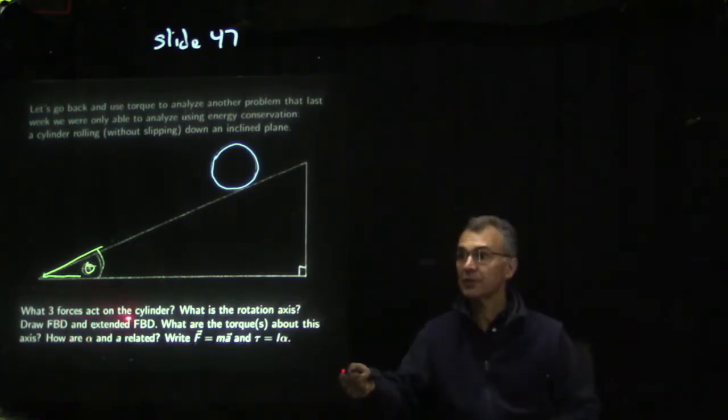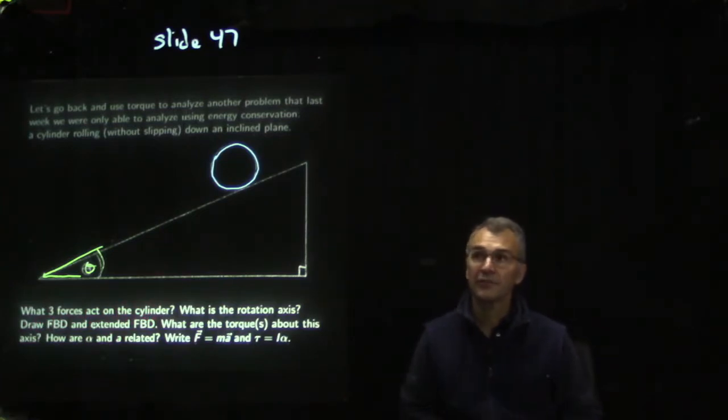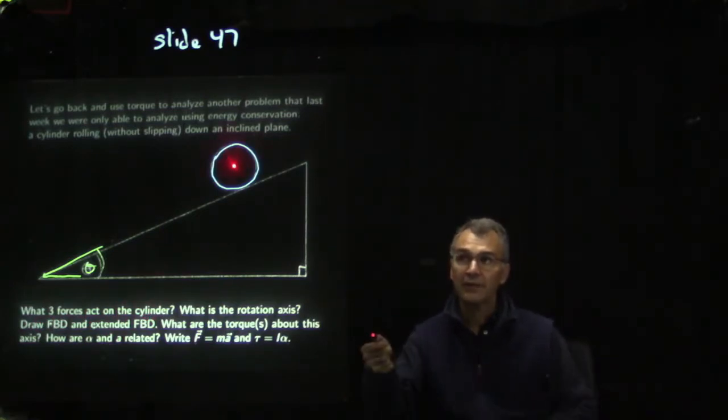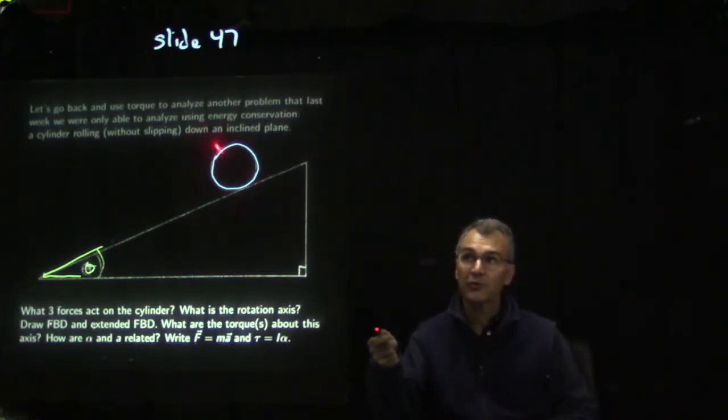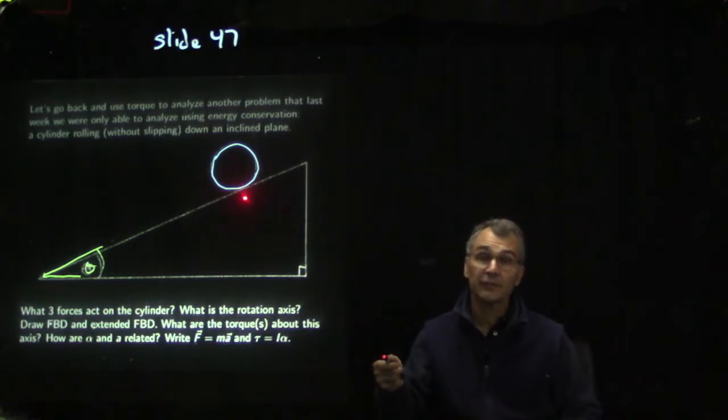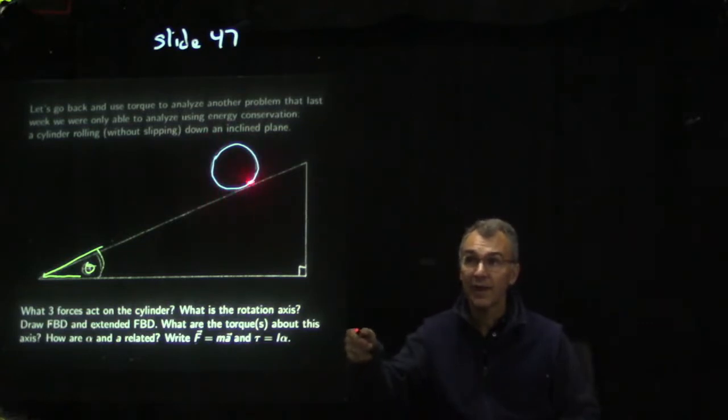So there should be three forces acting on the cylinder. What are they? Well, I think we have gravity acting downward, which I suppose we will decompose. And we have the normal force acting perpendicular to the surface of the plane. And we have static friction. Static friction is what causes the cylinder to roll without slipping, and it is going to act tangent to the surface of the inclined plane.